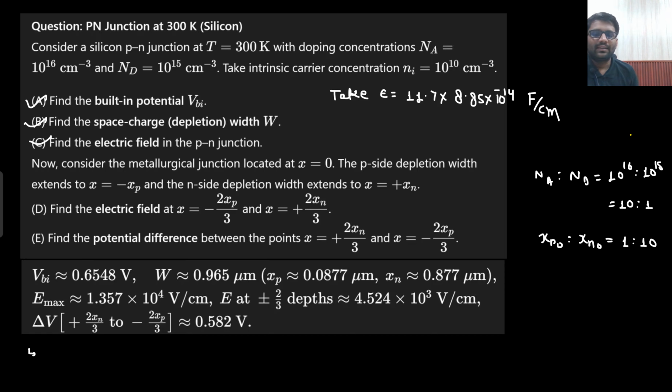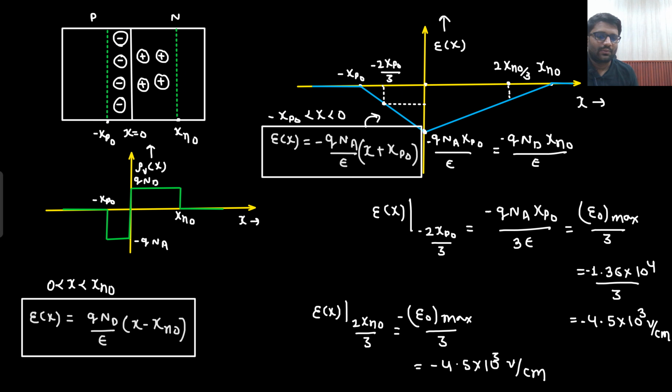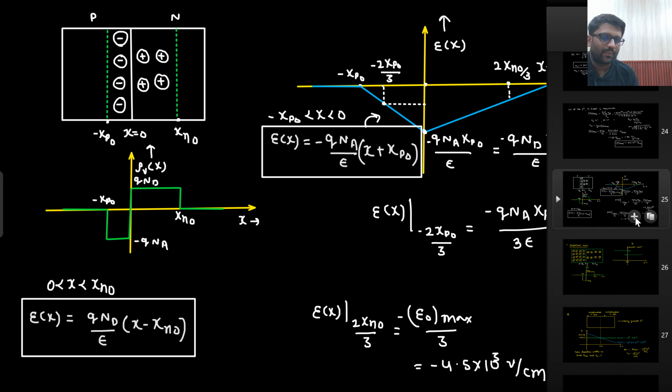Next, what are they asking? They are asking the potential difference between these 2 points. Potential difference they are asking. So let me add a page, and let's see what the meaning of potential difference is. Potential difference between minus 2 xp naught by 3 to plus 2 xn naught by 3.